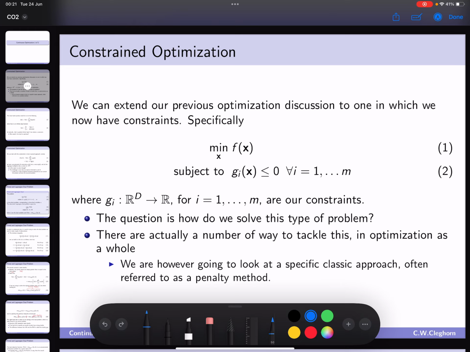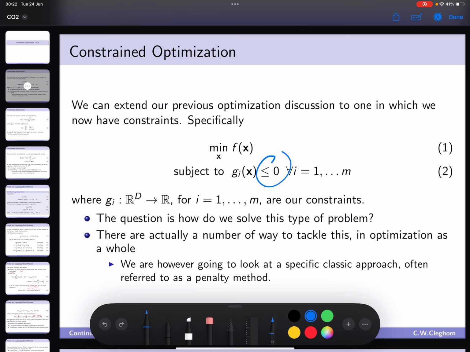So we can extend our previous optimization discussion from continuous optimization lecture 1 to one in which we now have constraints. Specifically, we're going to try and minimize some function f of x. This is what we initially started with when we were talking about gradient descent and Nesterov momentum and all of those sorts of things. But now, we are subject to a set of functions, these gi's, and there's going to be m of these functions. And for all of these, they're a function of x, and they must be less than or equal to 0.